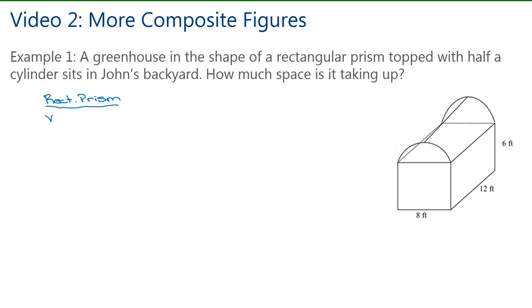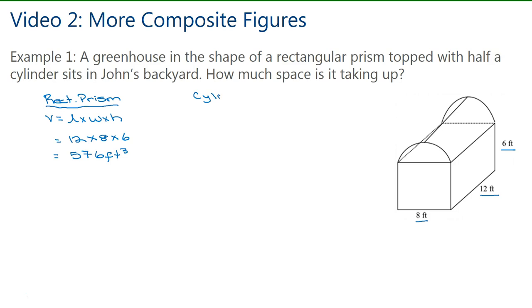Now the formula for volume of a rectangular prism is length times width times height. Now the length is 12 feet, the width is 8 feet, and the height is 6 feet. So multiplying these three values together, we get that the volume is 576 cubic feet.